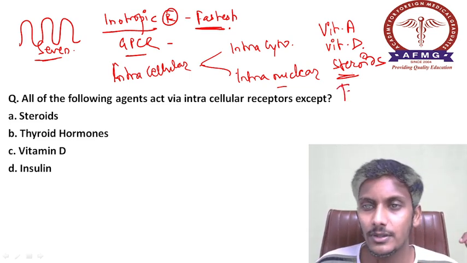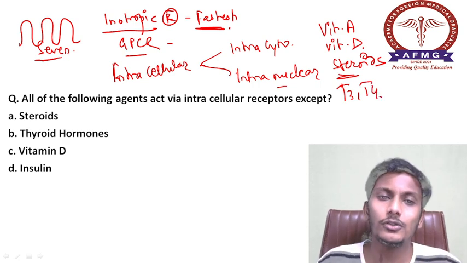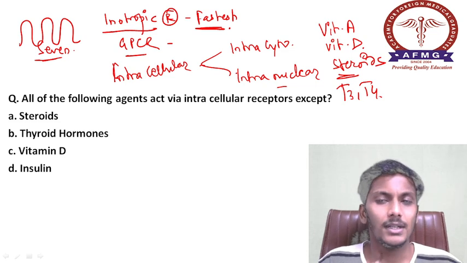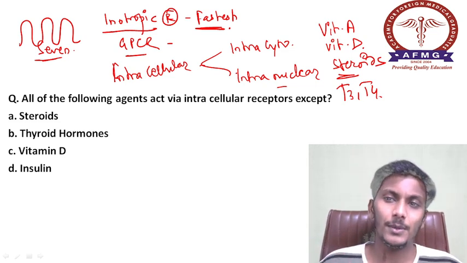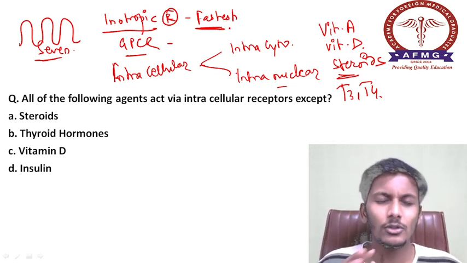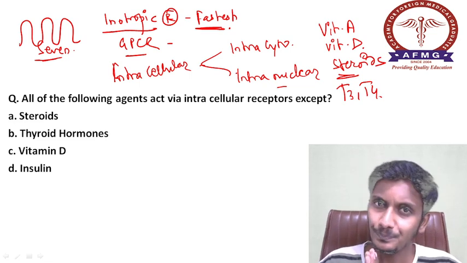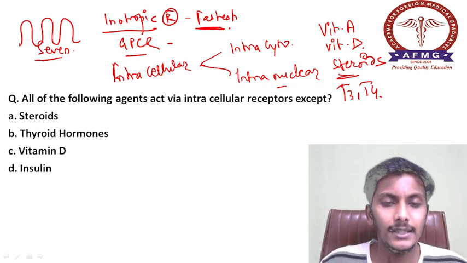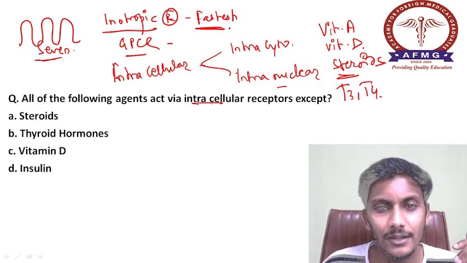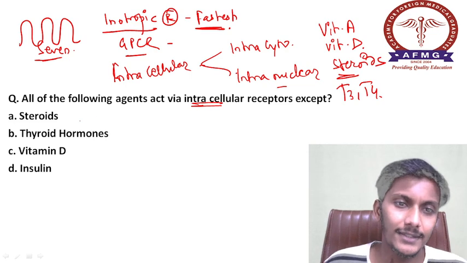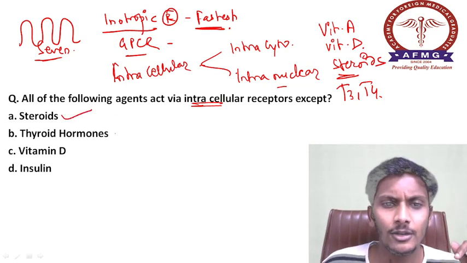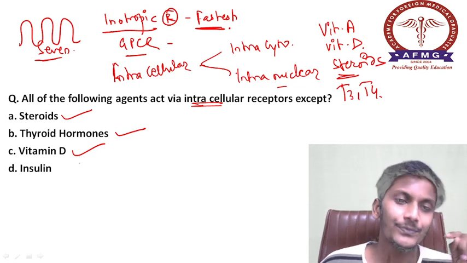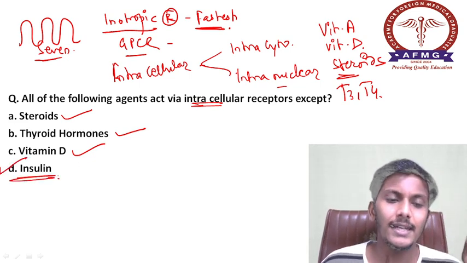Then your thyroid hormones, that is your T3 and T4, they also again act via intracellular receptors. Okay, please remember, these are the important ones that you need to remember. All the glucocorticoids, that is all the gluco and mineralocorticoids, act via intracellular receptors. This is the most important thing. Okay, so let's see, इन्होंने क्या पूछा, all of them act via intracellular receptors except, so let's see, steroids intracellular, thyroid hormones intracellular, vitamin D intracellular. So which is the only exception? The exception over here is option D, that is insulin.